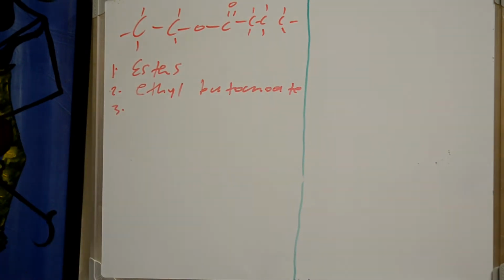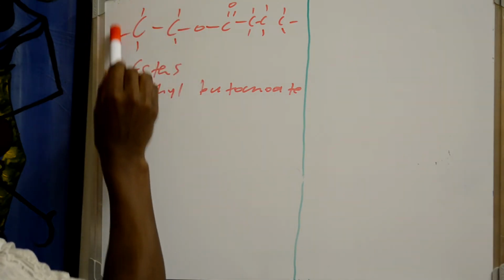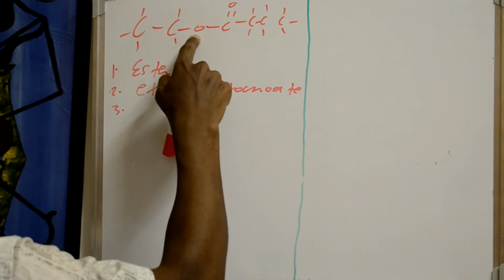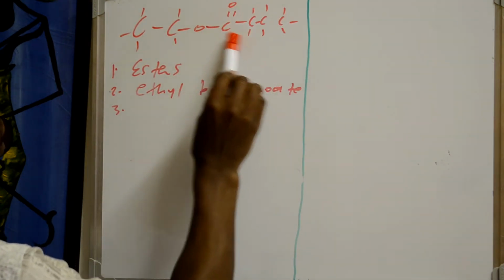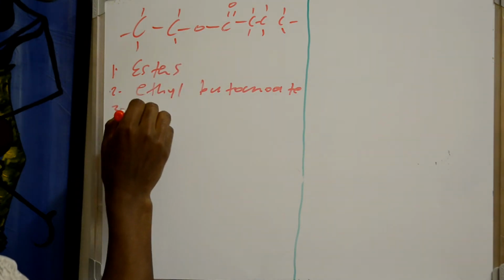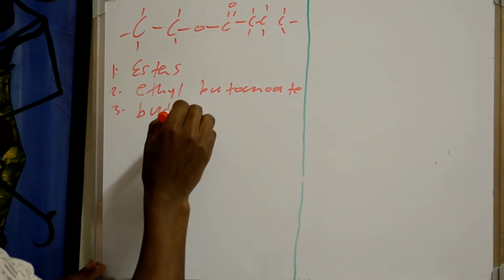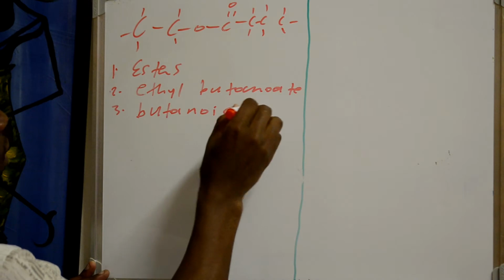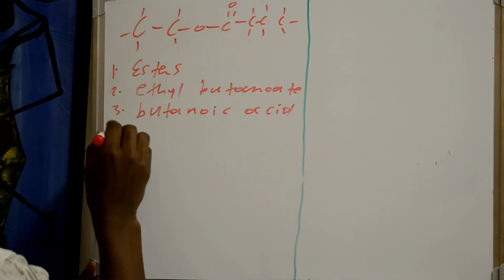Write down the IUPAC name of the organic acid used in the preparation of this. In esters, this is the alcohol, which is connected to this O. Then this one is the acid. So the IUPAC name of this acid is butanoic acid. That is what we see.